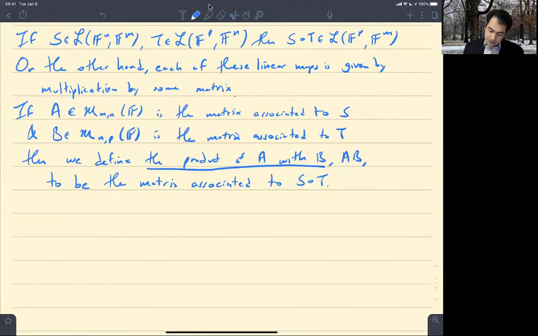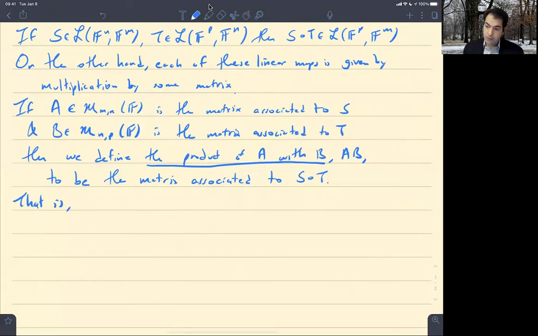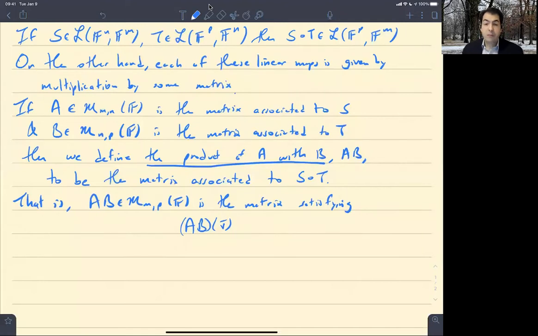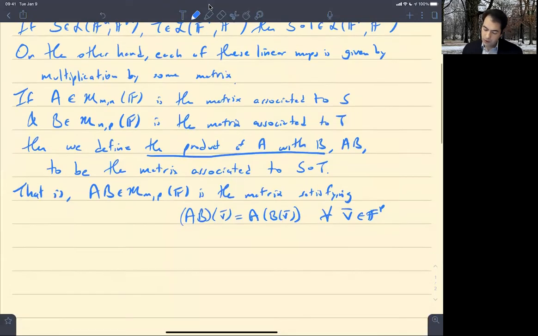Okay, so specifically, said again, A times B, which would be a matrix of size m by p, is the matrix satisfying that A times B multiplying the vector v is equal to A multiplying the vector that you get by doing B multiplying the vector v. Right, this is for every vector v in Fp. Note the dimensions.